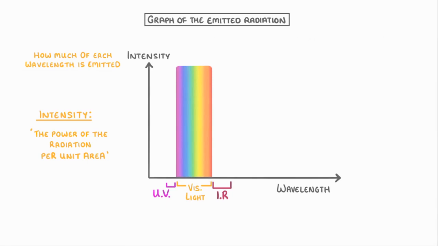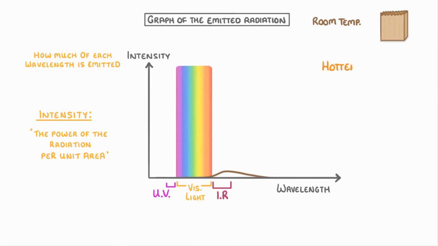If we took a random object at room temperature, like a paper bag, and we plotted how much of each wavelength is emitted, then the curve would look something like this, because most of the energy it emits is in the infrared range, and because it's not very hot, it doesn't emit very much radiation at all.